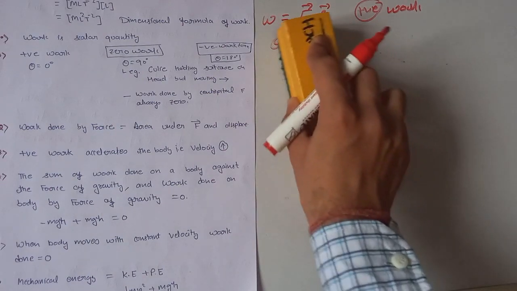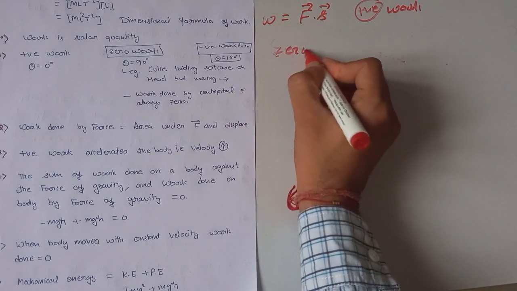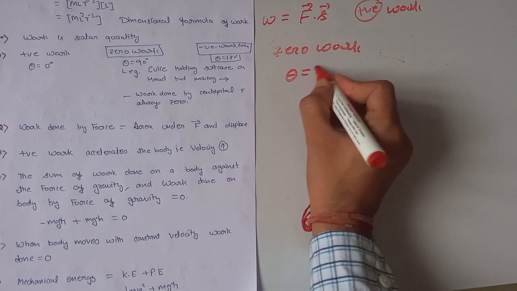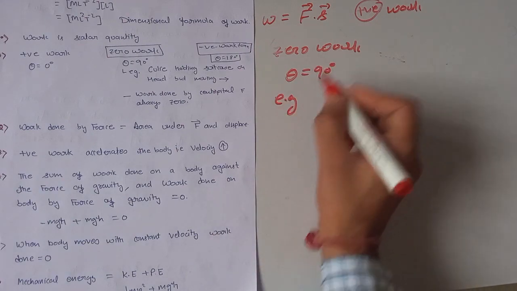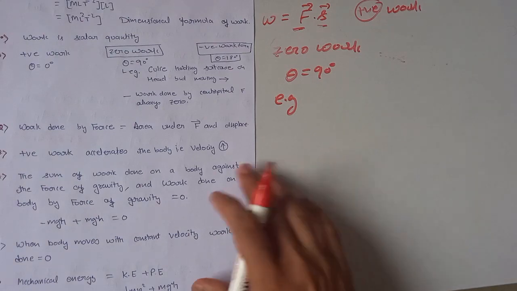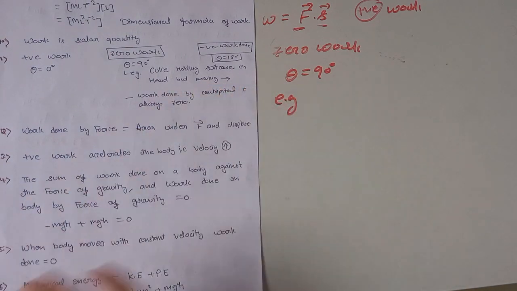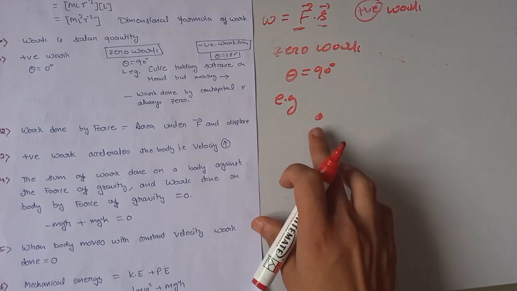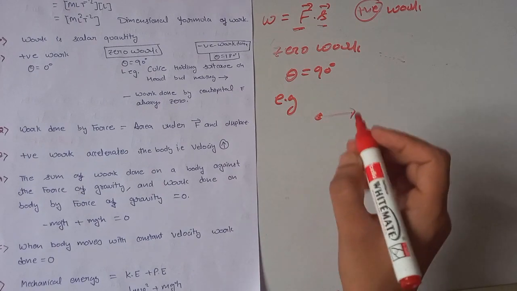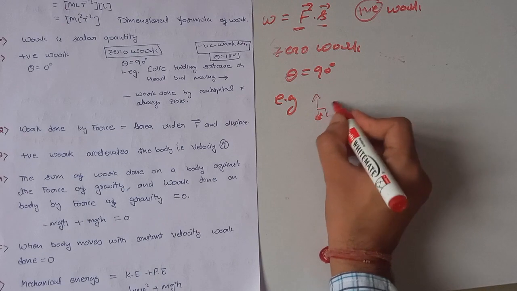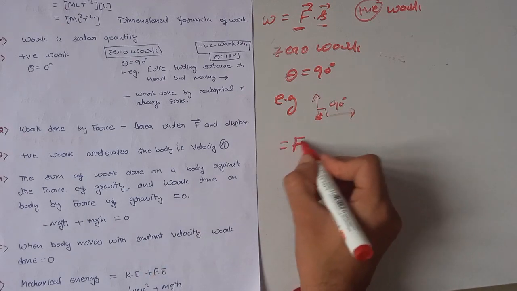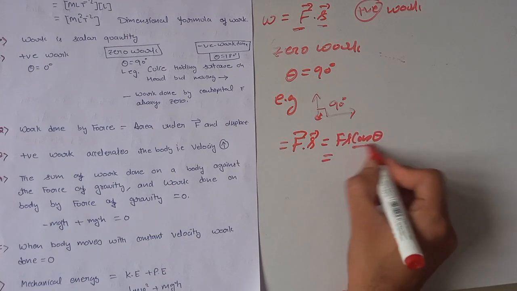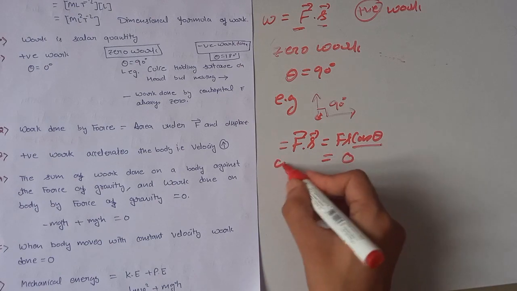Now our second type is zero work. What is zero work? When the angle between force and displacement is equal to 90 degrees. For example, when a coolie holds a suitcase on his head but moves toward this side. Let this be a coolie and here this is a suitcase. It moved toward this direction but the force is applied toward this direction. So the angle between them is 90 degrees. Then we know that F dot S is equal to Fs cos theta. Now with theta 90 degrees, cos theta is 0, so work done is equal to 0.